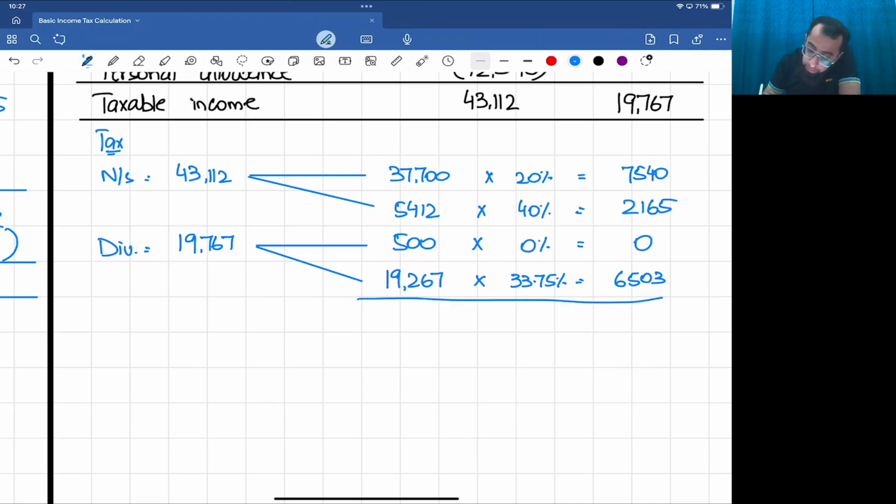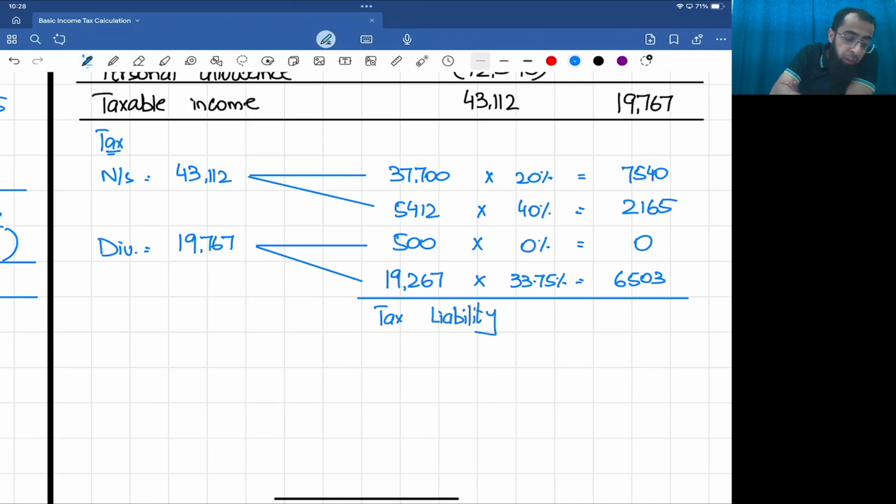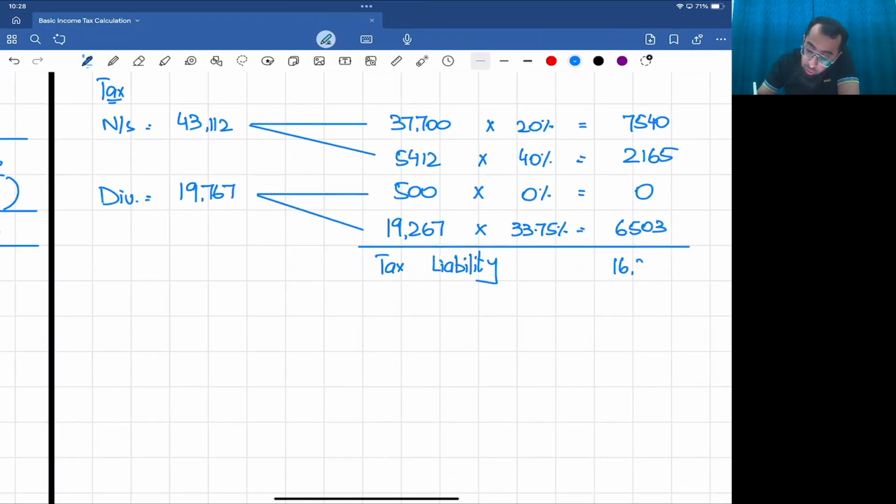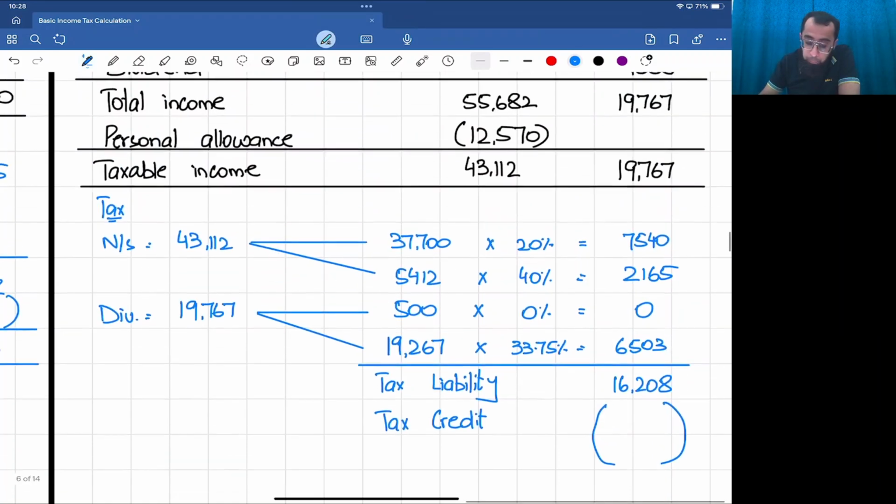Okay, you add them up, you arrive at the value of tax liability. Done. 7,540, 2,165, and 6,503. Here you go. Your tax liability will be 16,208. You adjust your advanced tax, your tax credit, to get your final tax payable.